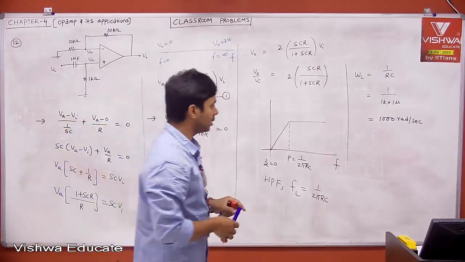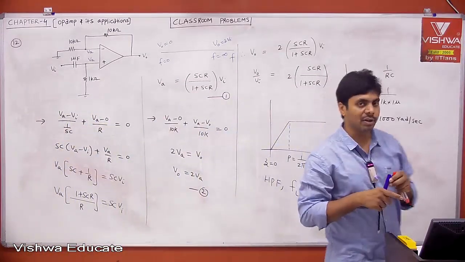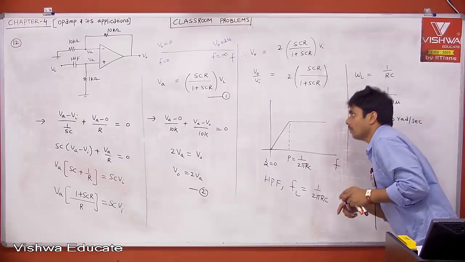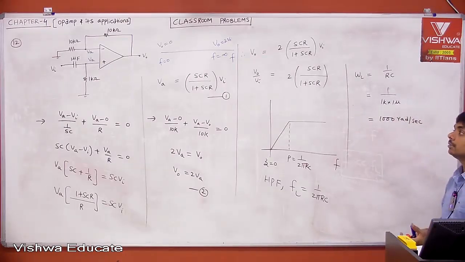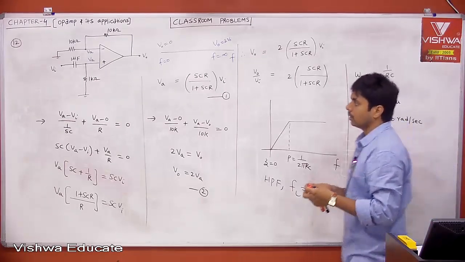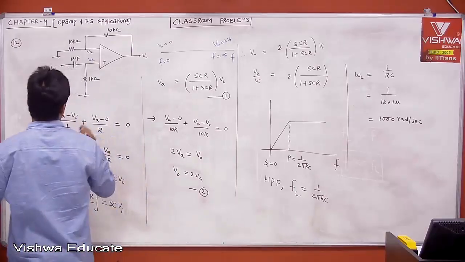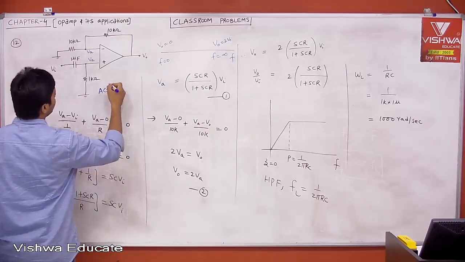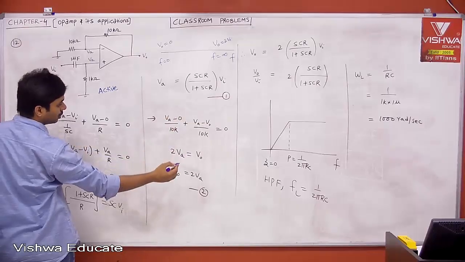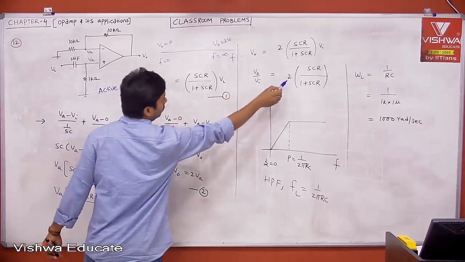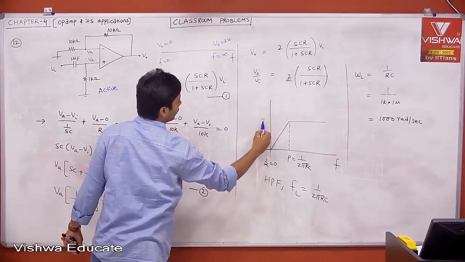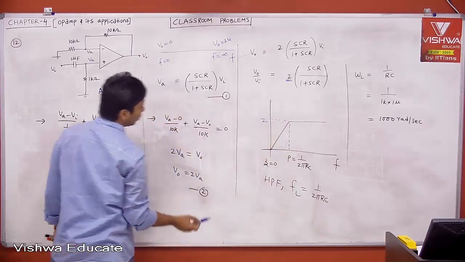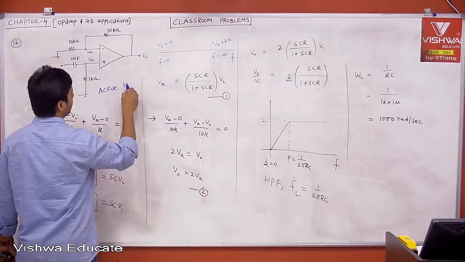Qualitatively I can say it is a high pass filter, but this is an active high pass filter. This is nothing but your active filter. Why active? There is a gain of 2. This is nothing but your gain. Therefore, if you calculate, you will get 2. Okay, active high pass filter.